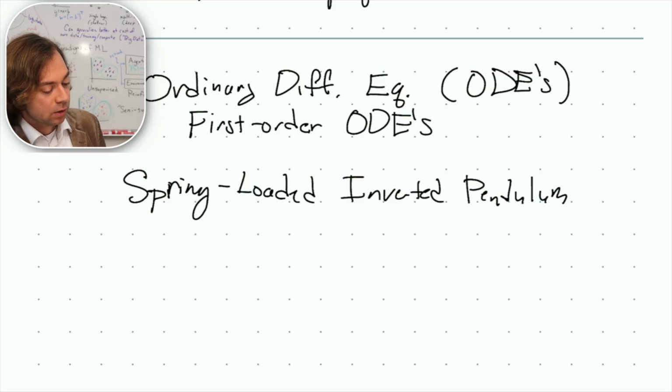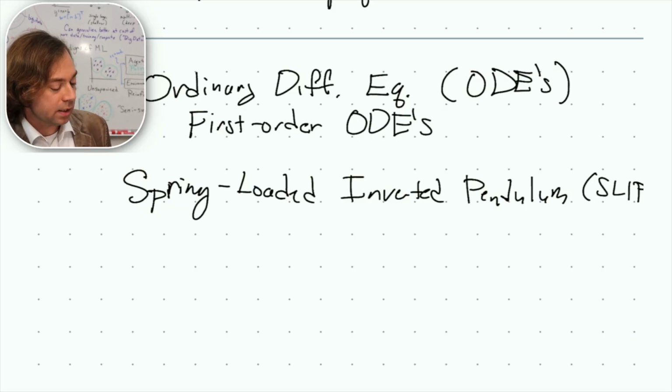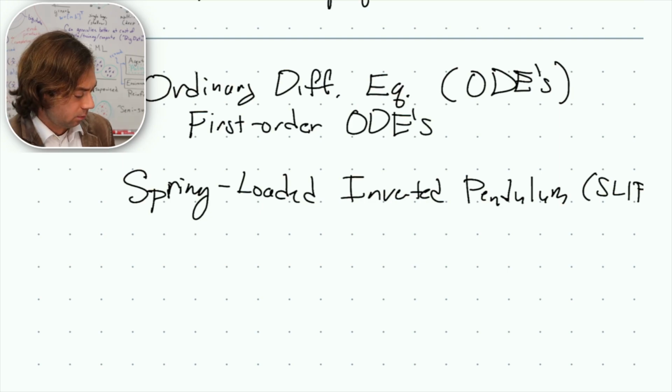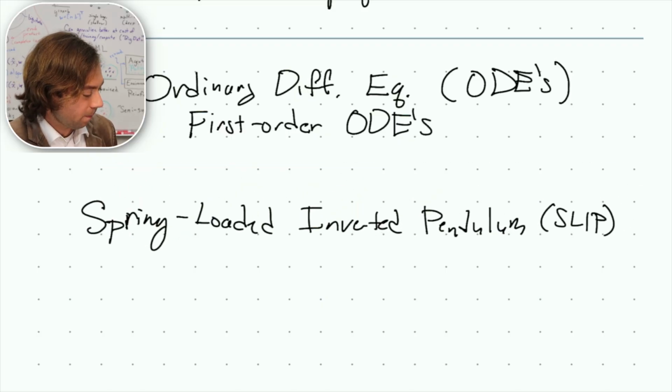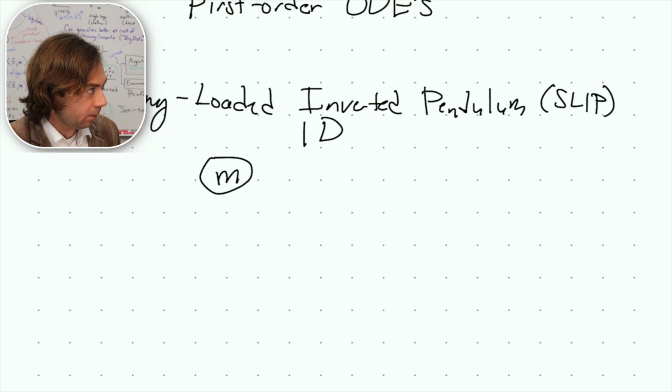Okay, the spring-loaded inverted pendulum, otherwise known as the SLIP model, always an interesting term because it does not slip by definition. Its foot sticks on the ground and does not move, but it's called the SLIP. We're just going to start with a 1D version, meaning it's just going to hop up and down. So we've got a mass and a spring, and we're just going to start on the ground. We're not even going to leave the ground yet.